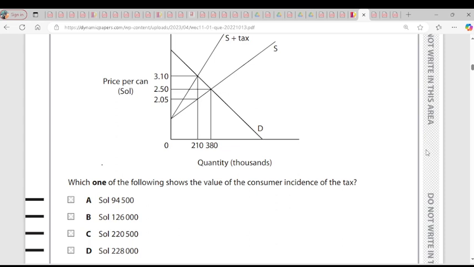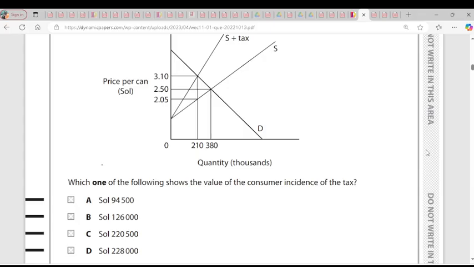So how do we know the consumer incidence of tax? It will be the amount suppliers are charging and the amount consumers are paying. So it is 3.10 minus 2.5. Do you understand? So it is 0.6 multiplied by the quantity supplied, which is 210. So 0.6 multiplied by 210 is 126,000. Where did you bring the 0.6 from? Look at your demand curve. Demand curve ends at 3.10.